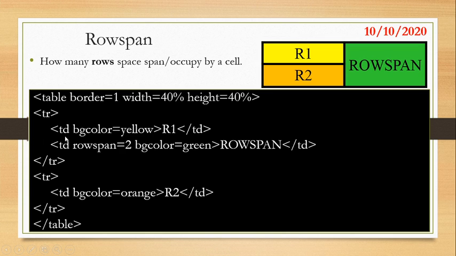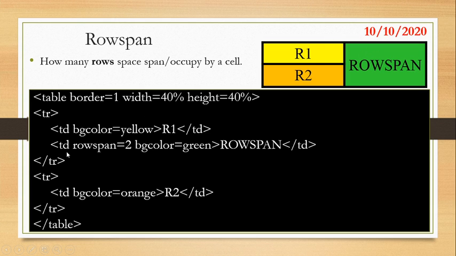td means table data, we are creating the first cell. The background color of the first cell is yellow, so we have to write bg color equal to yellow. Inside the first cell there is a text called R1. Now we have finished creating the first cell, so you have to close the td over here. Now we have to move to the second cell, that is this one.